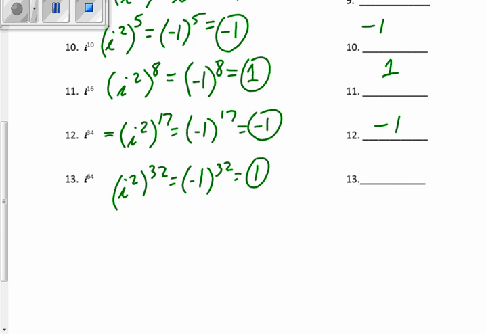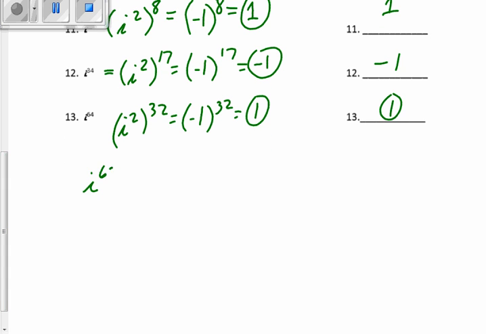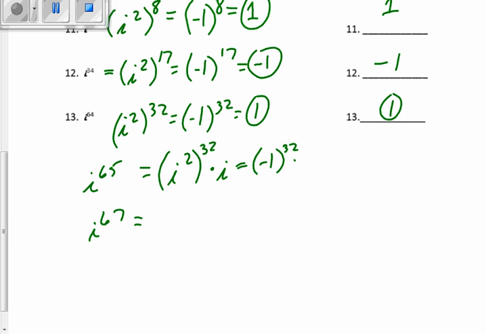I would make sure you know how to do other problems like i to the 65th or i to the 67th. Didn't really work on too many of those problems, but i to the 65th, you can pause it right now so you can actually work this out. Let's see, that's 32, that's 64. We need one more for 65, one more i. So we have -1 to the 32nd times i. Again, these are just extra problems that I'm doing because I think you might need more extra help. -1 to the 32nd power is 1 times i is i, so that would be i.